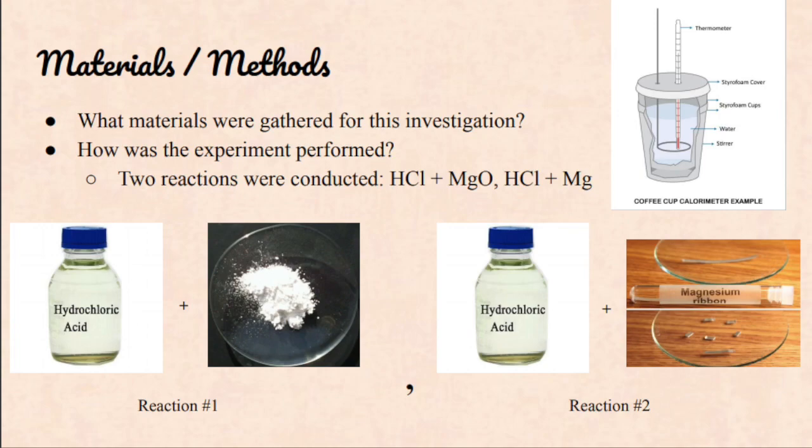Basically, everything that occurred in the first reaction occurred in the second reaction, such as hydrochloric acid being measured out and its initial temperature being taken. But the only difference is that in the second reaction, 3.5 centimeters of the magnesium ribbon was measured out and added into the hydrochloric acid, and the highest temperature was recorded. After both reactions were performed, Hess's law was then able to be calculated.